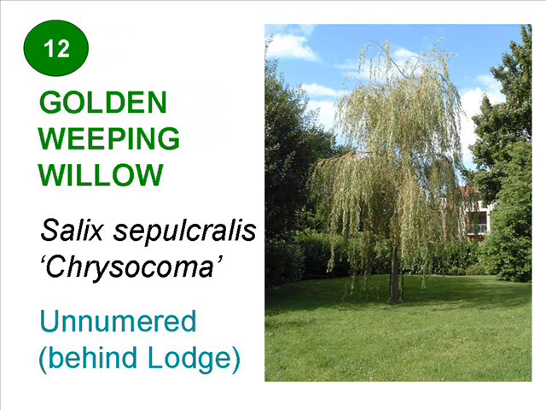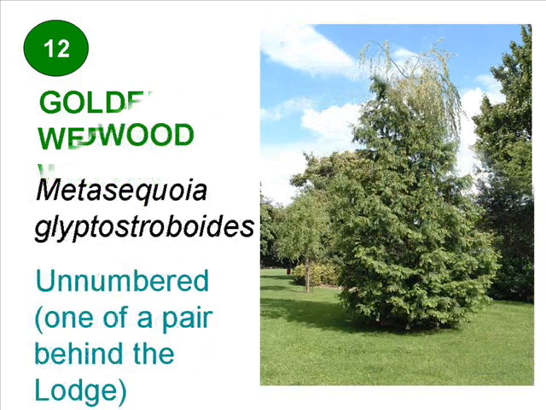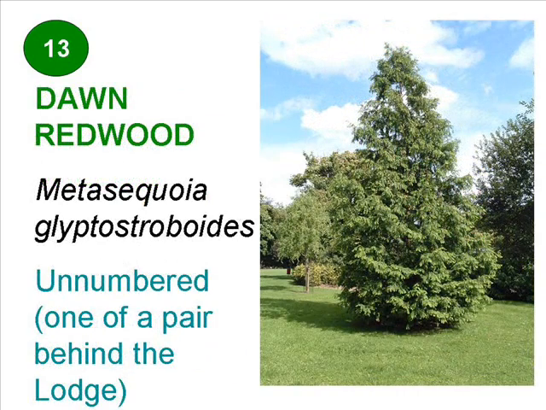Quick growing, very hardy, they thrive best in moist soil. Catkins in spring. Bark is pale grey-brown with deep criss-cross ridges. Tree 13 is the dawn redwood, which again is one of a pair behind the lodge in this same area, again unnumbered.